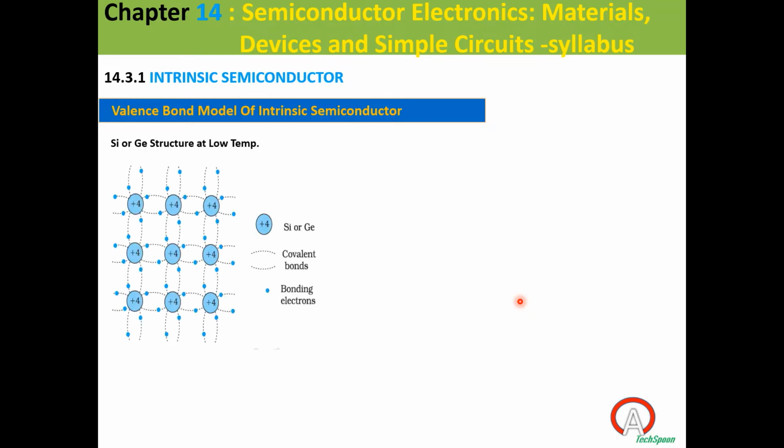So I'm taking a silicon or germanium crystal. This 4 is showing the valence electrons of a silicon or germanium. So this is a silicon or germanium crystal which is having n number of atoms. These are different atoms, but I'm showing only the valence electrons of each atom. How many valence electrons for silicon and germanium? We have 4 valence electrons.